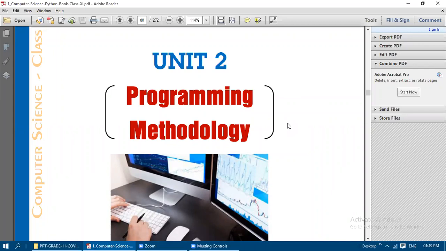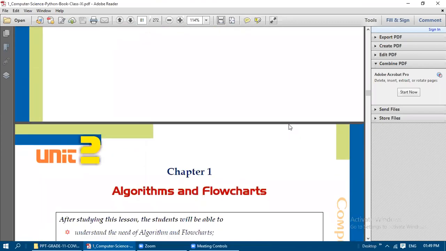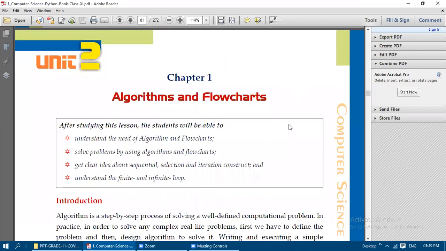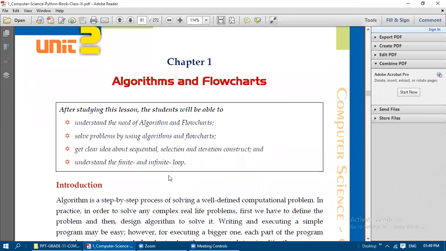Today I am going to discuss Unit 2, programming methodology. Under Unit 2, we are going to see the first chapter, that is algorithms and flowcharts. Under algorithms and flowcharts, we are going to see some examples also. And why do we need to study these algorithms and flowcharts?